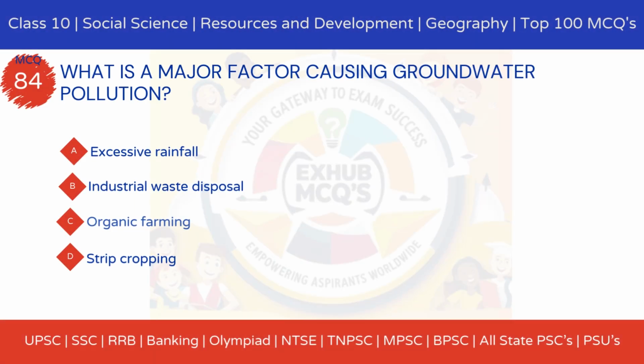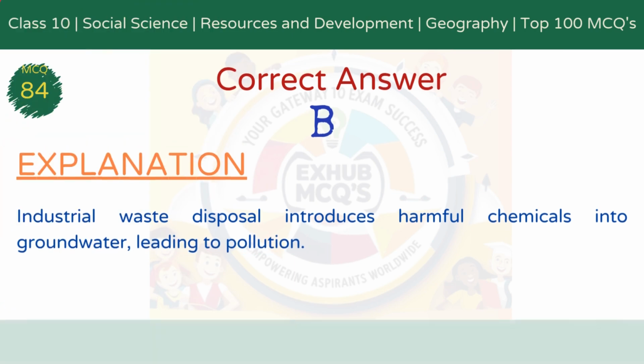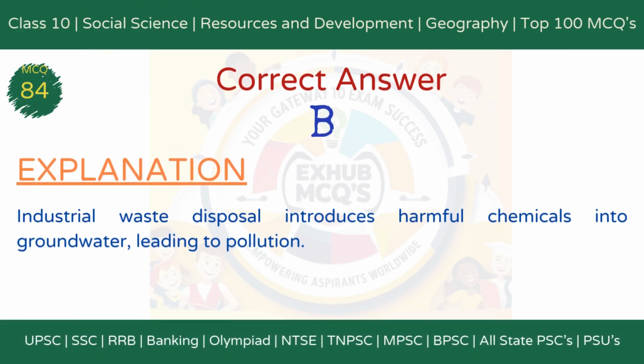MCQ 84. What is a major factor causing groundwater pollution? Option A, excessive rainfall. Option B, industrial waste disposal. Option C, organic farming. Option D, strip cropping. The correct answer is option B, industrial waste disposal. Explanation: industrial waste disposal introduces harmful chemicals into groundwater, leading to pollution.